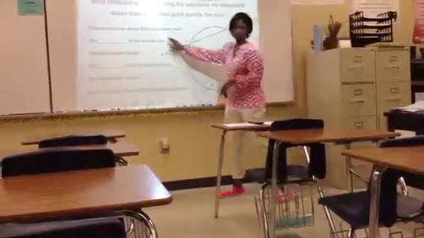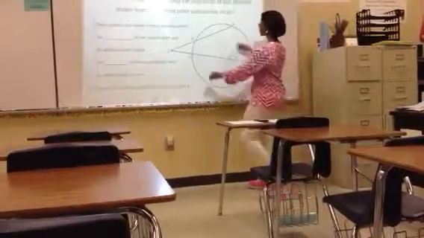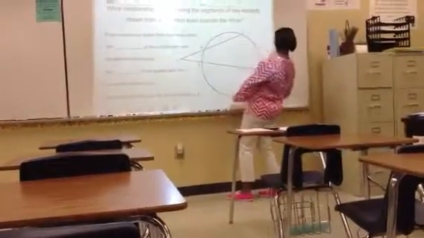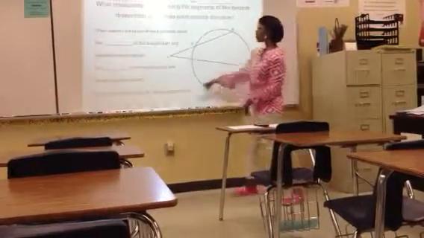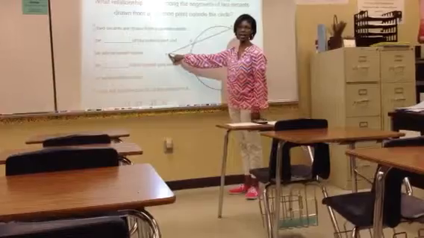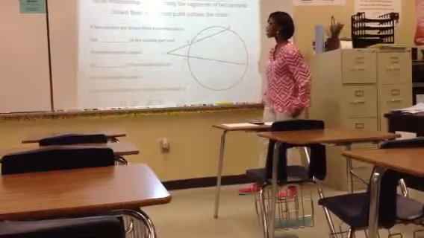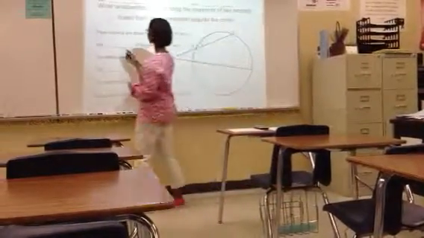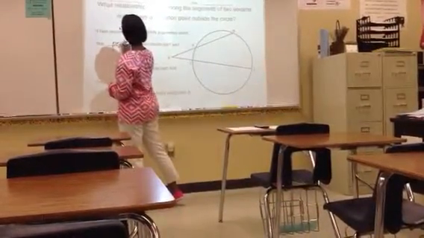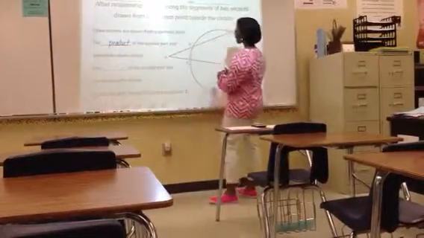Now, we need to fill in this information here. If two secants are drawn, and we have two secants, segment AB and segment AC, drawn from a common point, they both meet at point A, so point A is the common point. The product of the outside part and the whole secant. Once again, it says of the outside.